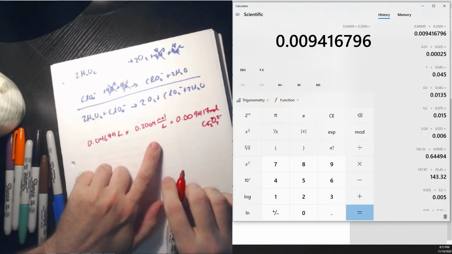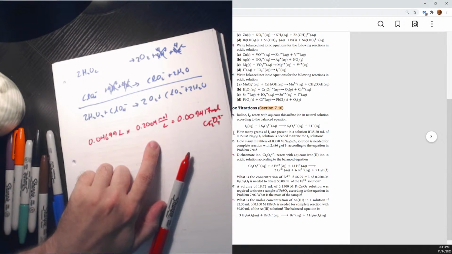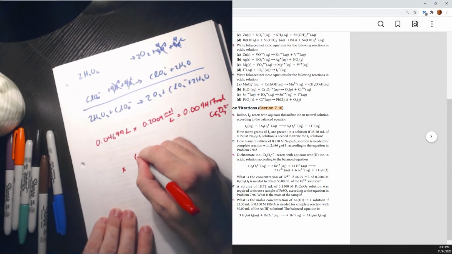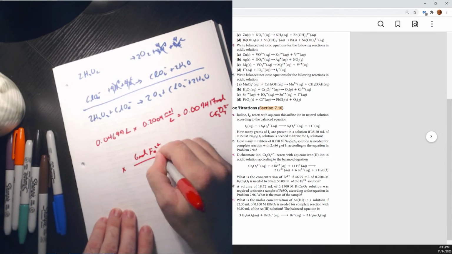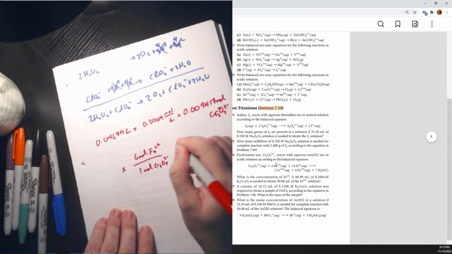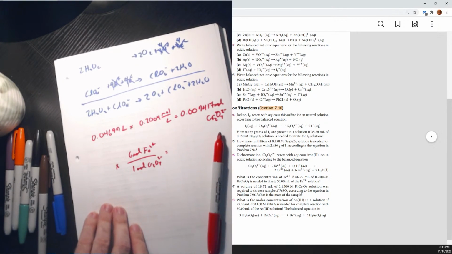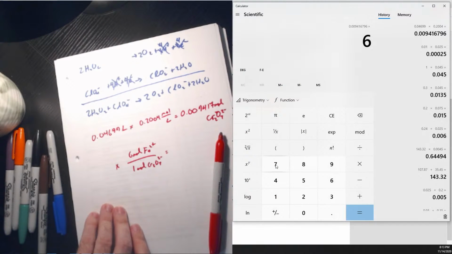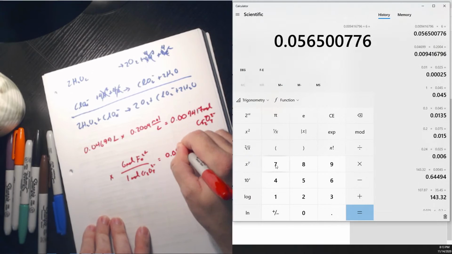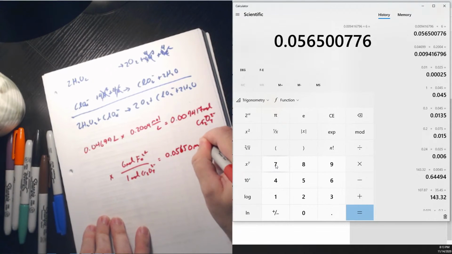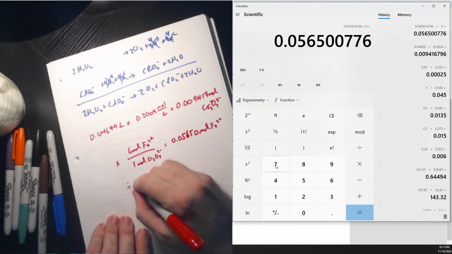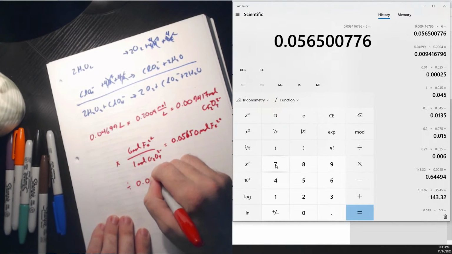Dichromate, Cr2O7 2 minus. And then they give us the ratio. It's 1 to 6. So times 6 moles of Fe2 plus per every 1 mole of the dichromate. So times 6 equals 0.05650 moles of Fe2 plus. And then it was in 50 mL, so we divide by 0.0500.